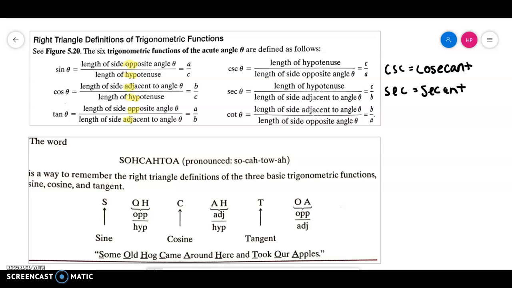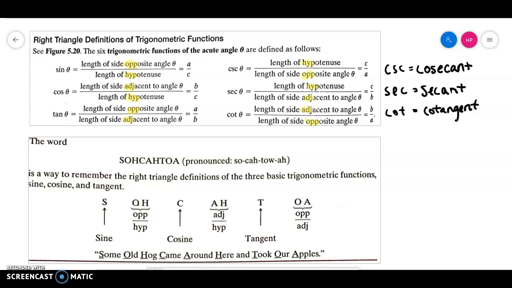And so they're partnered up like this because the sine is A divided by C, opposite over hypotenuse. And so my cosecant is flipped, and it's hypotenuse over opposite instead. Secant is hypotenuse over adjacent instead, and then adjacent over opposite for cotangent is what the last one stands for. So the cot is really my cotangent. So sine, cosine, tangent, I think we should be used to, and then cosecant, secant, cotangent.